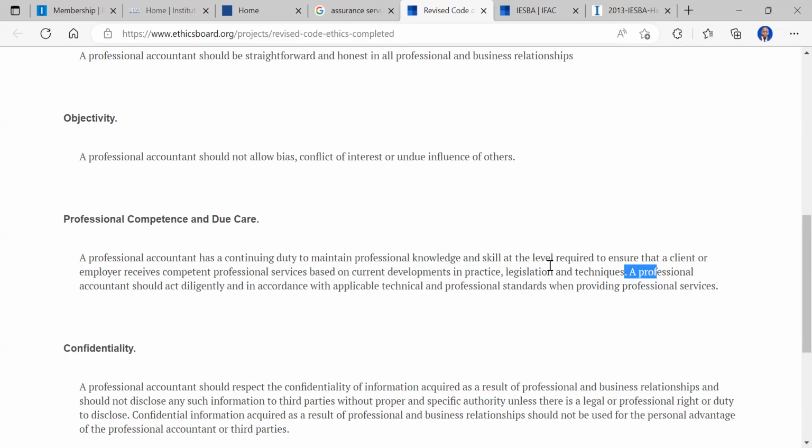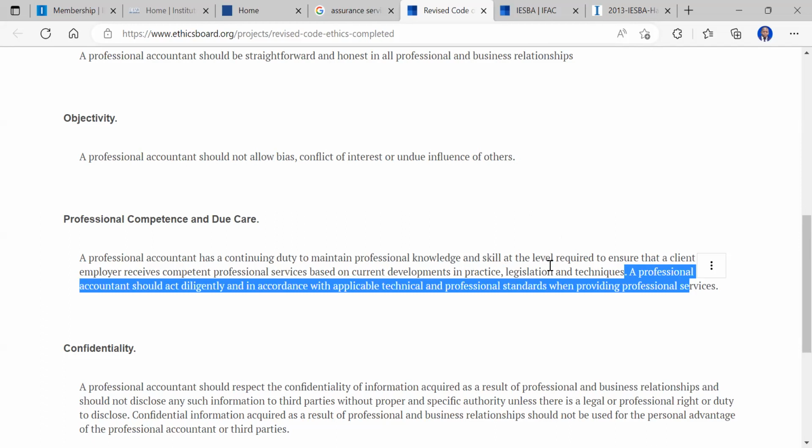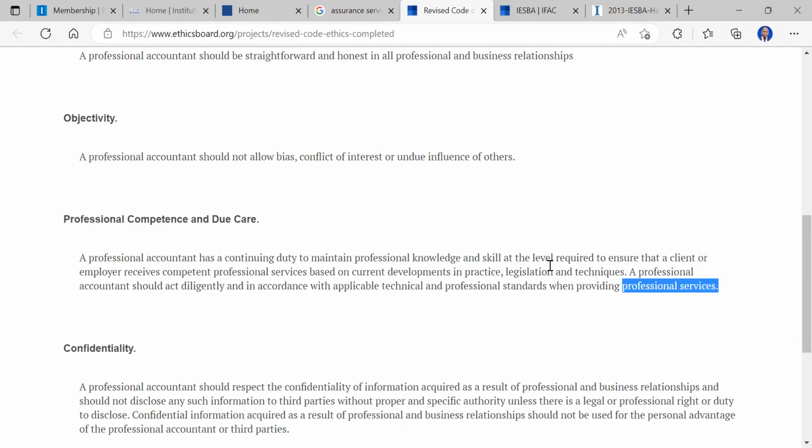And then an accountant should act diligently, and in accordance with the applicable technical and professional standards when providing professional services, okay? The word professional services is speaking especially to the accounting firms, like the firm I work for, which provides services around auditing, services around advisory, services around taxes, and so on, okay? That is professional competence and due care.